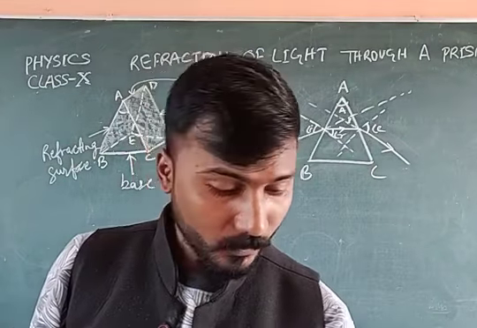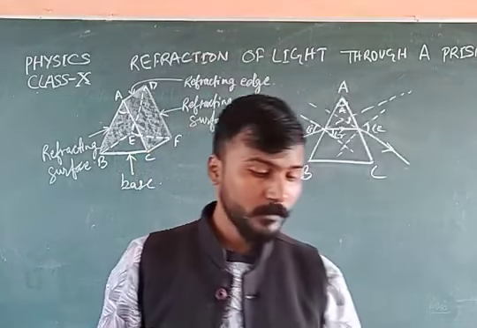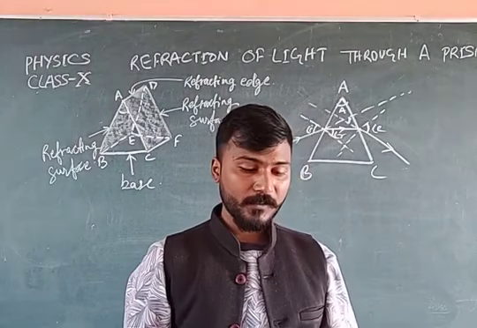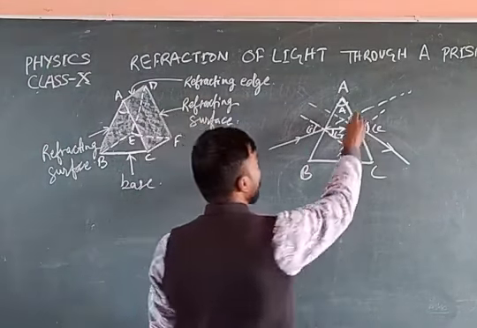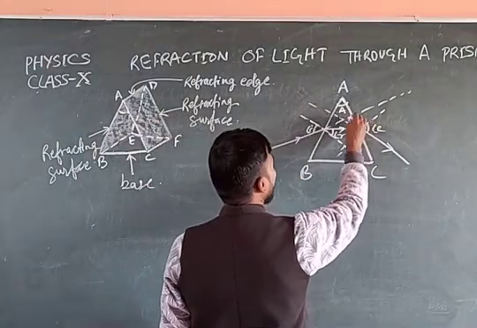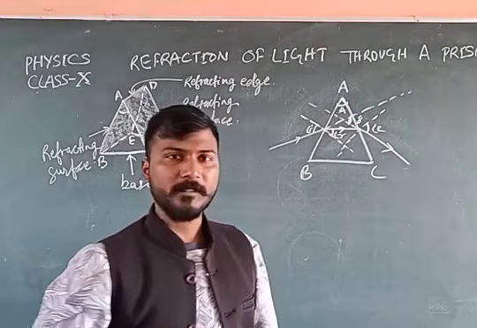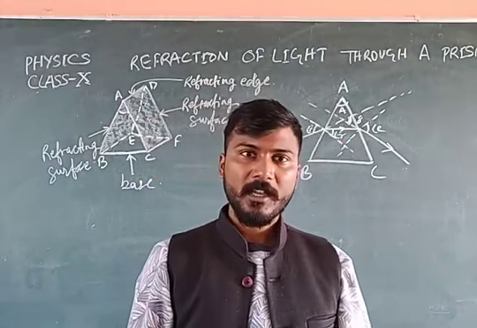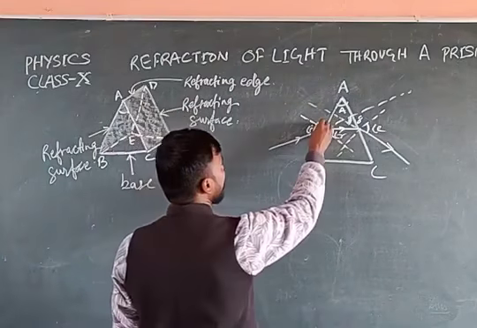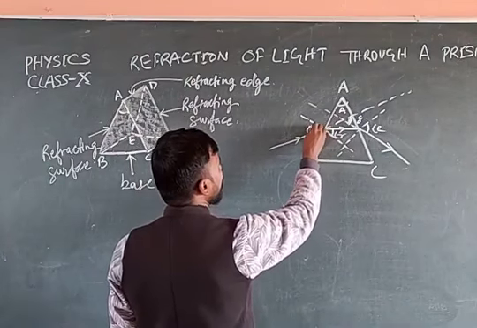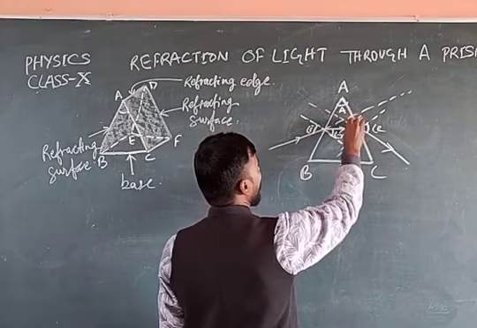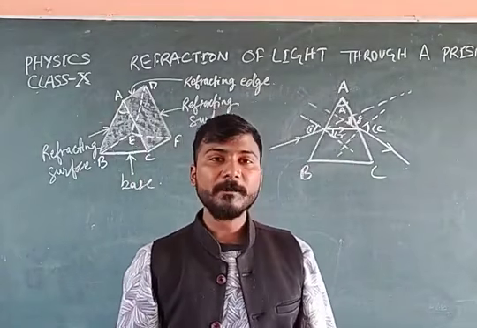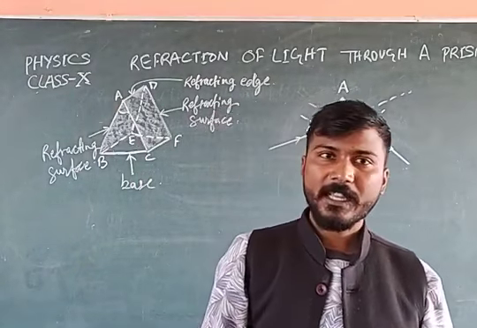Now we are going to study the factors affecting the angle of deviation. Which factors affect the angle of deviation of a prism? Clear? The first factor is the angle of incidence. This angle is a factor which is responsible for the angle of deviation. Clear? Second, the material of the prism.